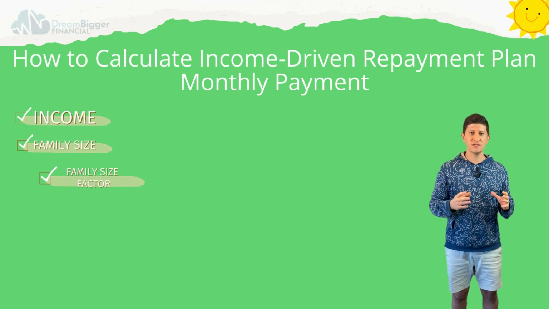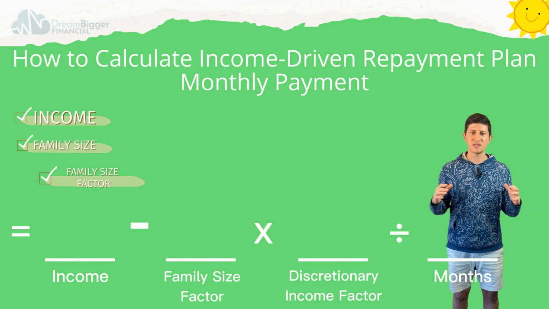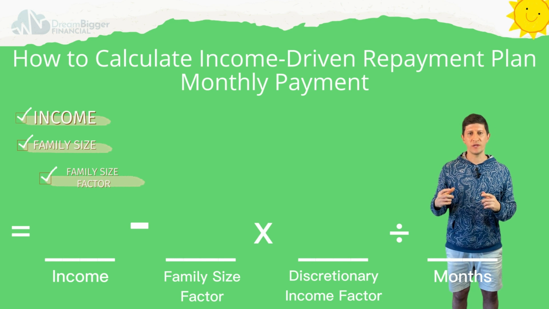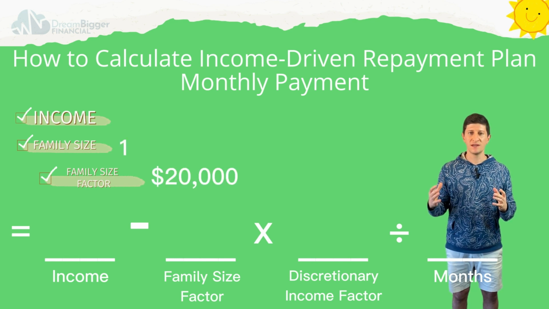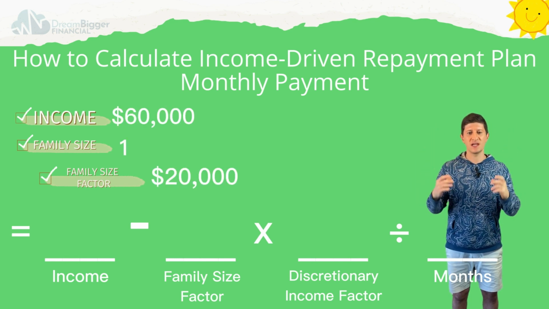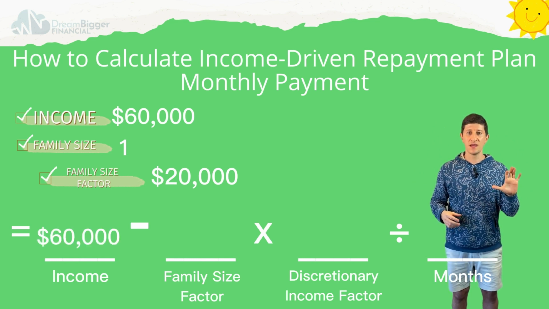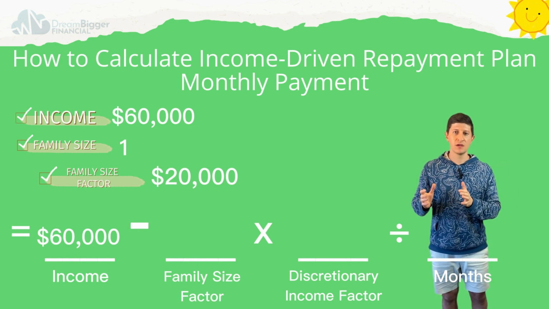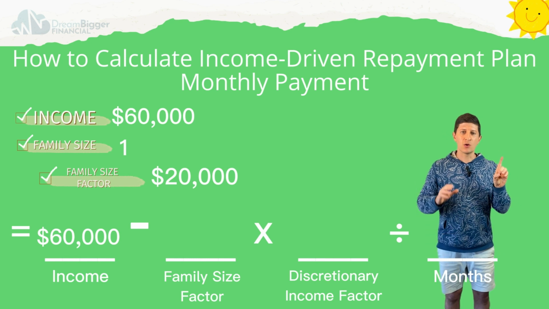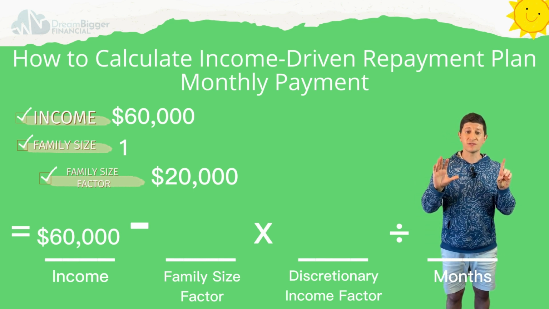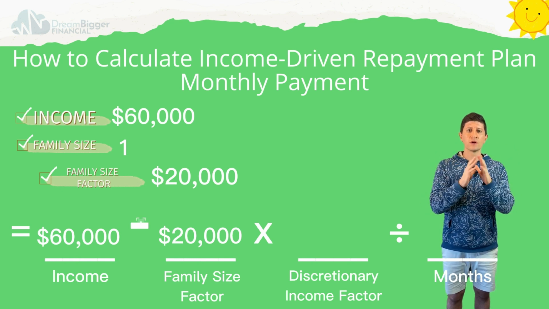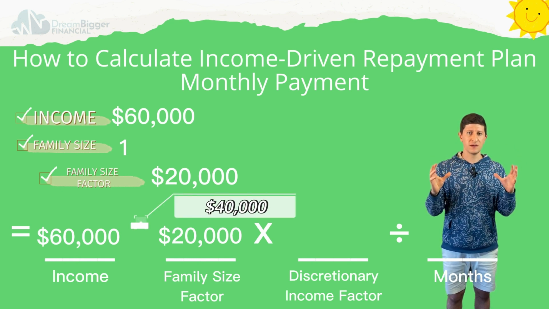So by using the formula on the bottom, we start with our income. So in our example, we are going to say we are a single resident making $60,000. So our income is $60,000. Then we subtract out our family size factor. So because we are single, our family size factor is 20,000. So if we take 60,000 and minus 20,000, we're now at $40,000.